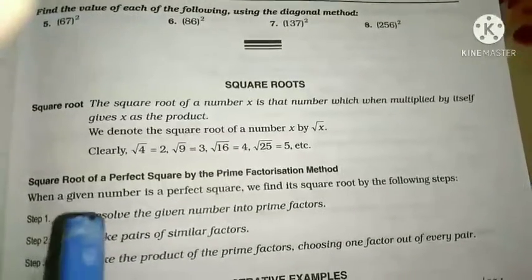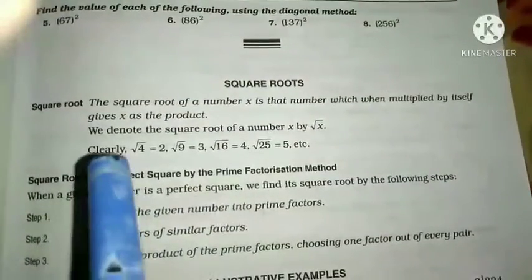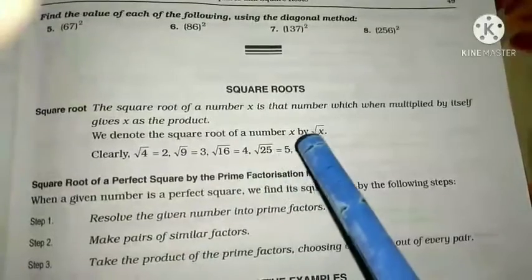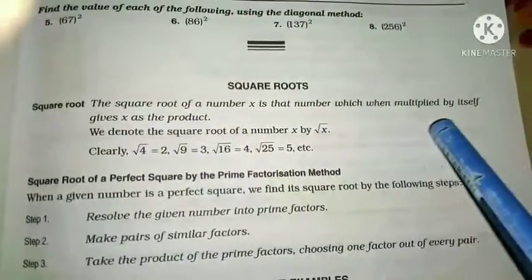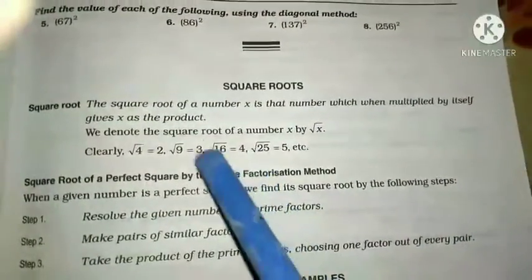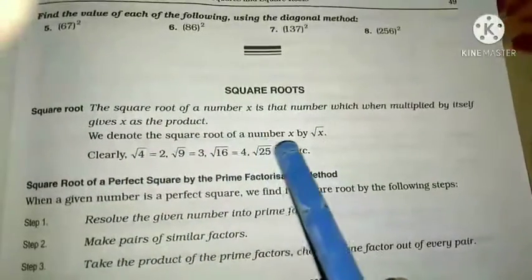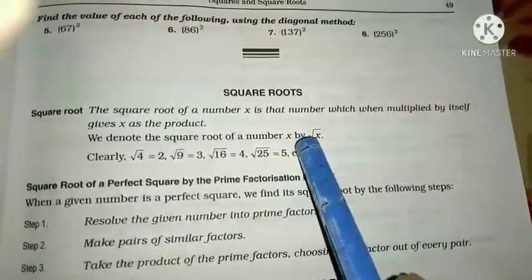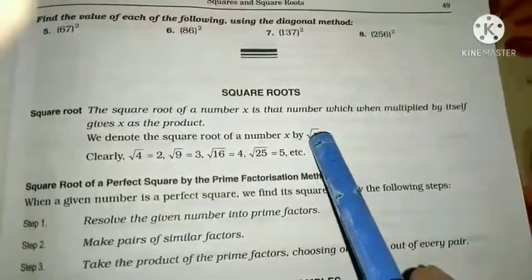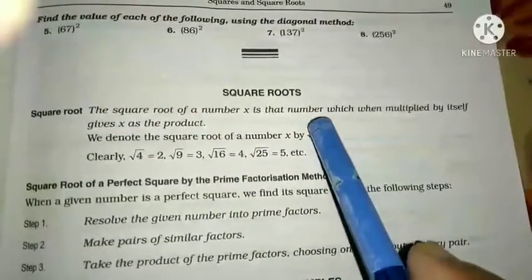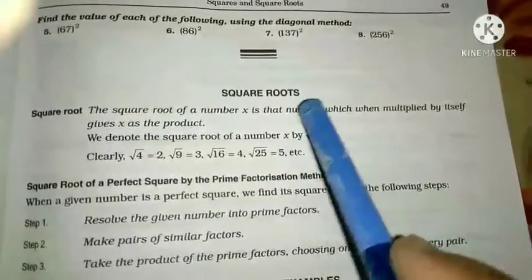Now we'll discuss square roots. The square root of a number x is that number which, multiplied by itself, gives x as the product. We denote the square root of any number like this: suppose the number is x, then the square root of x can be written as under root x. This is called under root.